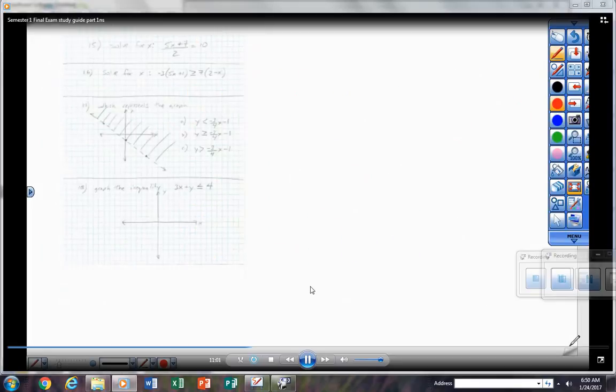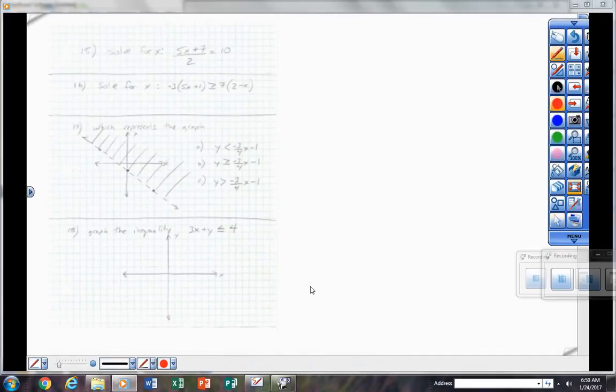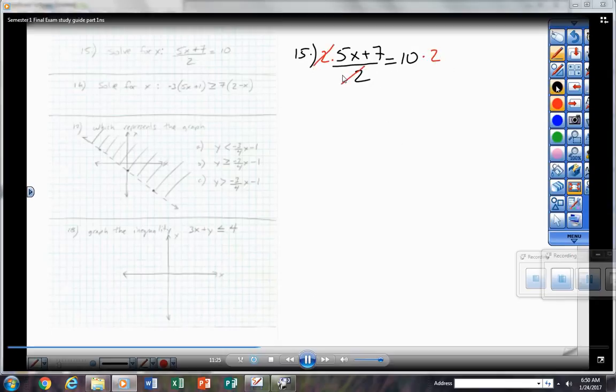Alright, 15 to solve for x right here. I'm going to first start by multiplying both sides by 2. So I'm going to multiply the left side by 2. Multiply the right side by 2. That will cancel off those 2's off the top and bottom. And leaves me 5x plus 7 equal to 20. And then that's just a simple two-step equation where I subtract 7 on both sides. Bring down the 5x. 20 minus 7 gives me 13.